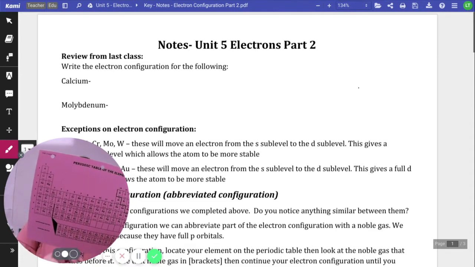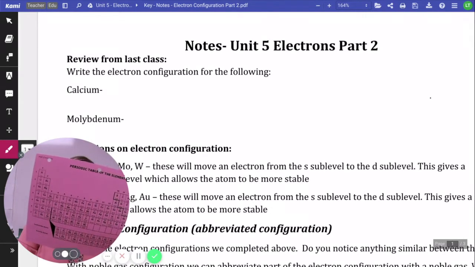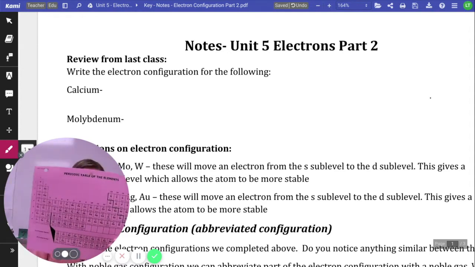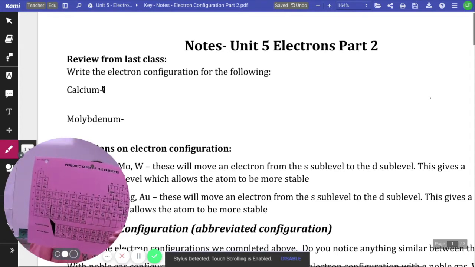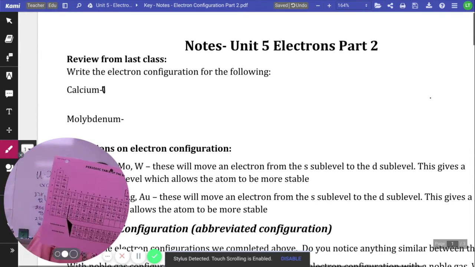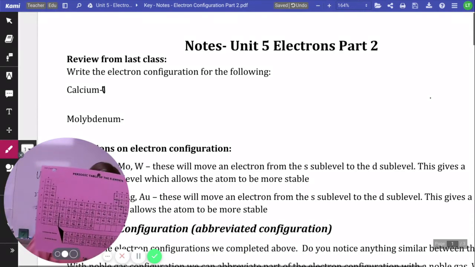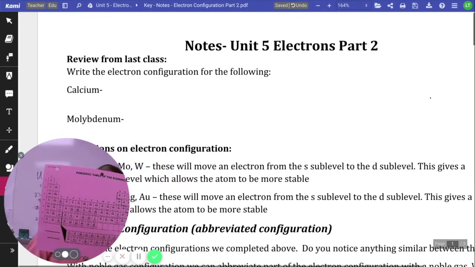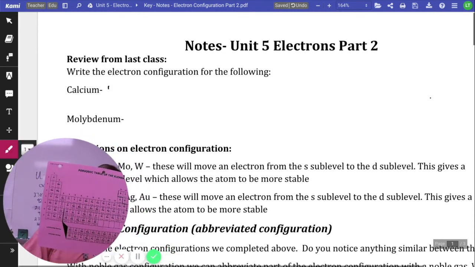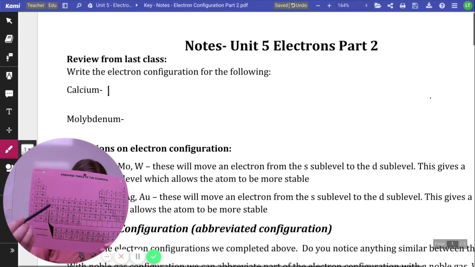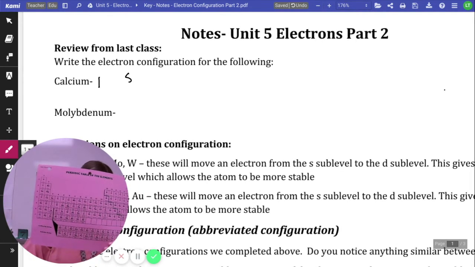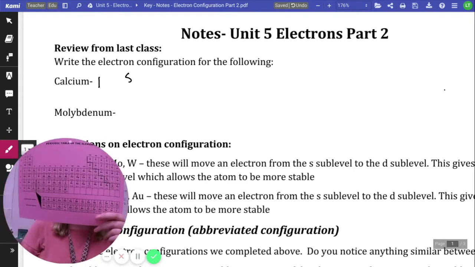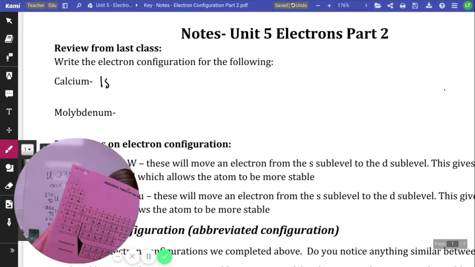So let's go ahead and start. First things first, we're supposed to write the electron configuration for calcium. So first thing, first energy level. So that's the first part of our configuration. 1. Ooh, my handwriting is going to be rough. Let me try that again. Sorry, guys. So 1. All right. And then what sublevel are we in? We're in the S. 1s, and then how many boxes do we cross? 2. All right.